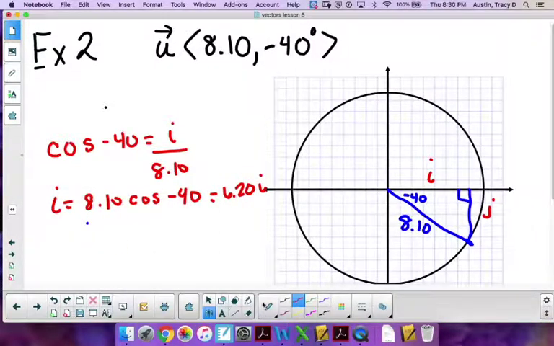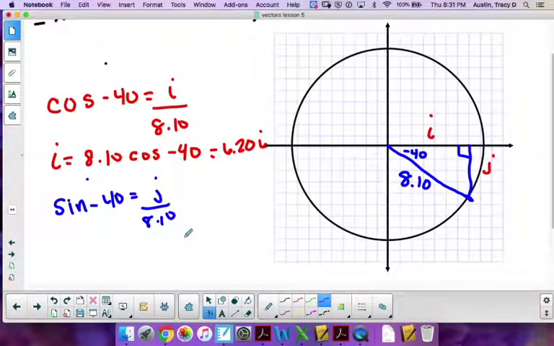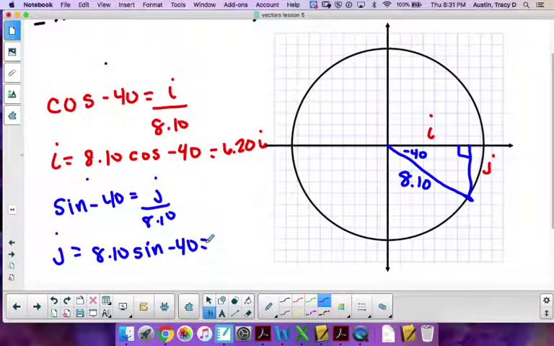Okay, and then setting up the other one, sine of negative 40 is going to equal j over 8.10. Right, so j equals 8.10 sine of negative 40. So 8.10 sine of negative 40 is going to come out as negative 5.21, which is, again, what it was supposed to. It was supposed to come out as a negative.